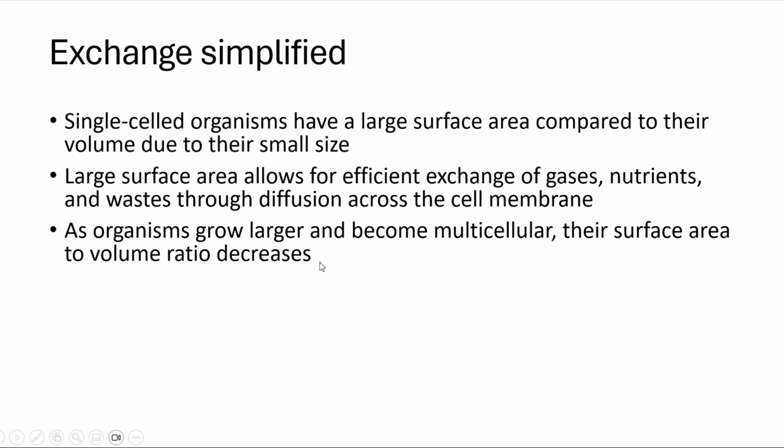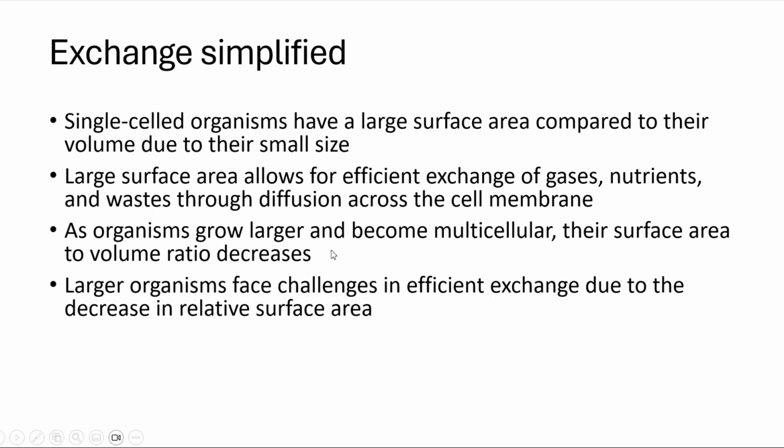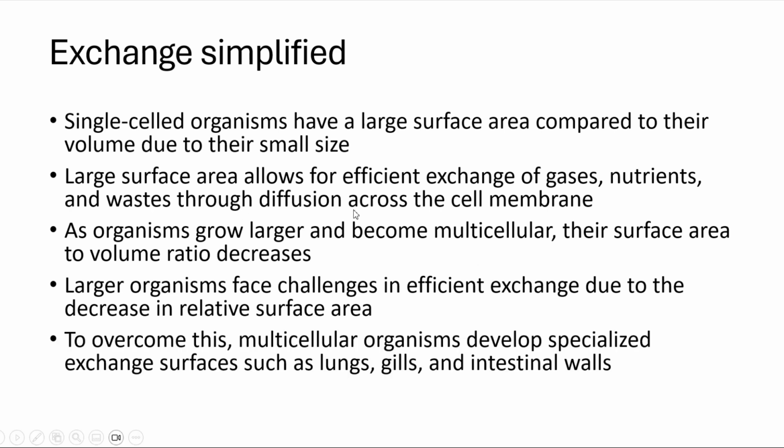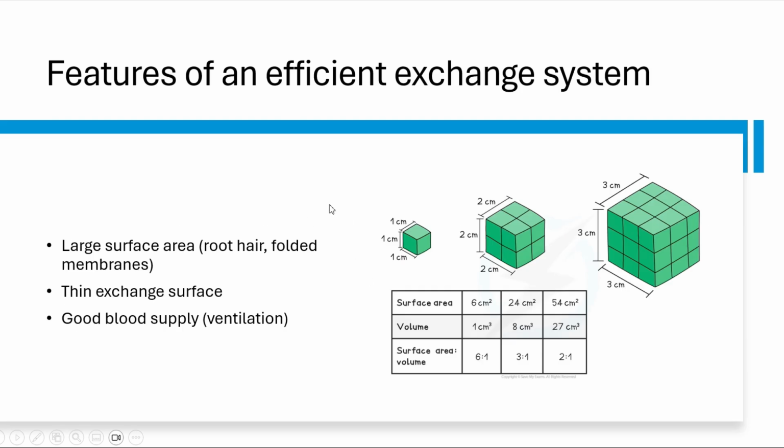Okay, cool. As organisms get larger and larger, they become multicellular and their surface area to volume ratio decreases. The reason it's decreasing is because the volume is increasing. Because the volume is getting larger and larger, the ratio is going to decrease. Larger organisms face challenges in efficient exchange due to the decrease in relative surface area. To overcome this, multicellular organisms develop specialized exchange surfaces such as lungs, gills, and intestinal walls.